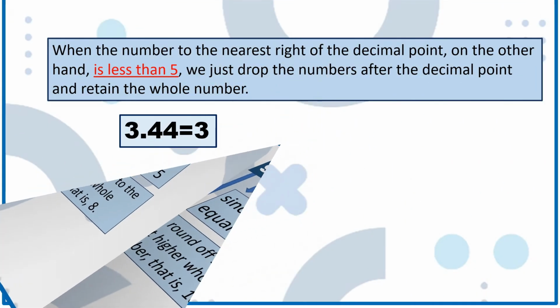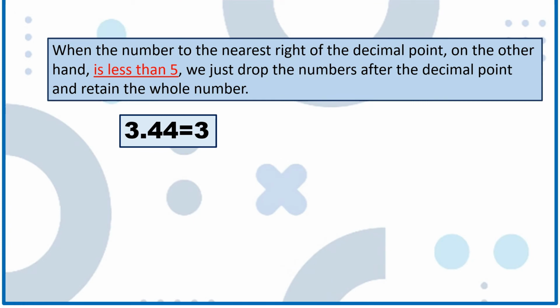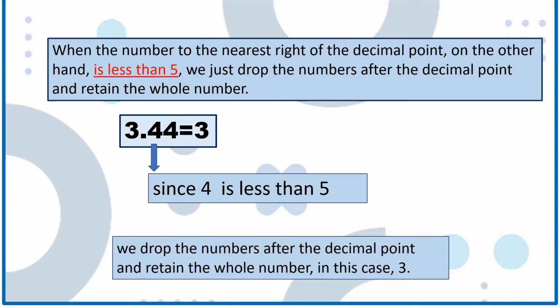How about if the number to the nearest right of decimal point, on the other hand, is less than 5? What shall we do? Yes, we just drop the numbers after the decimal point and retain the whole number. Let's take a look at this example. 3.4 is equal to 3. Since 4 is less than 5, we drop the number after the decimal point and retain the whole number, that is 3.